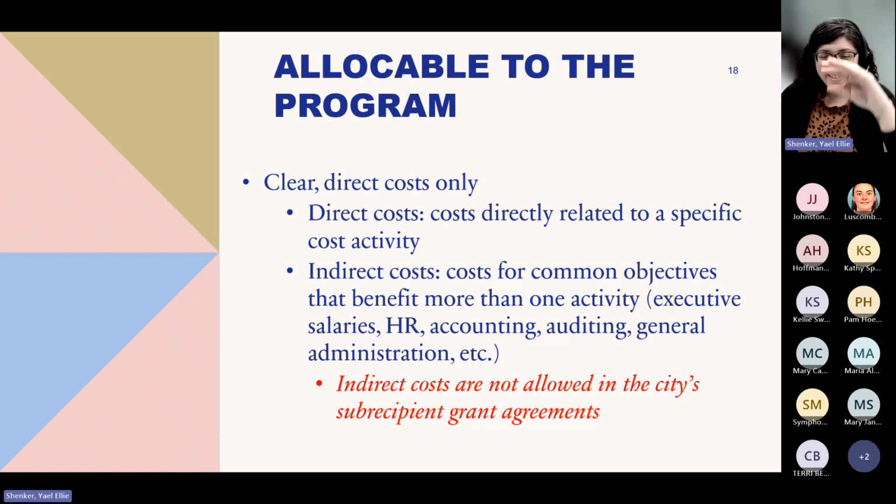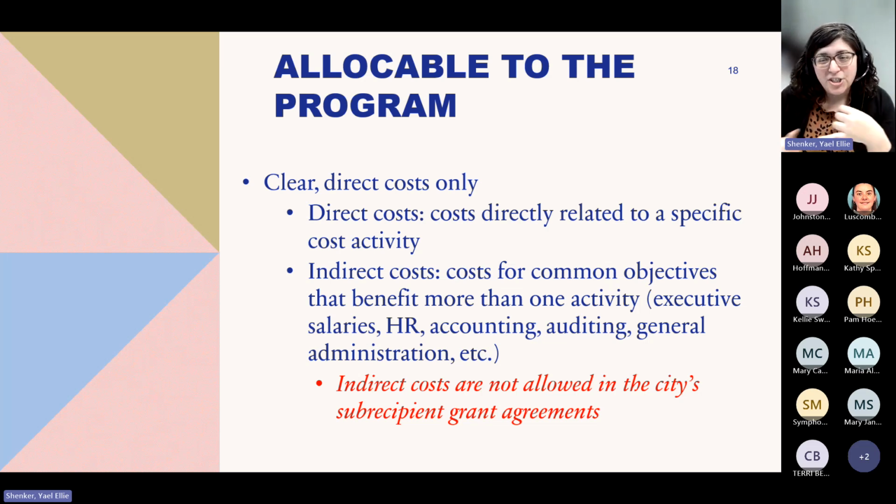So that's where we get to this idea of overhead costs, where you have a cost that really contributes to a lot of different activities, not just the federally funded ones. And this would be considered an indirect cost and would be prohibited under the terms of our subrecipient agreements for these funds.